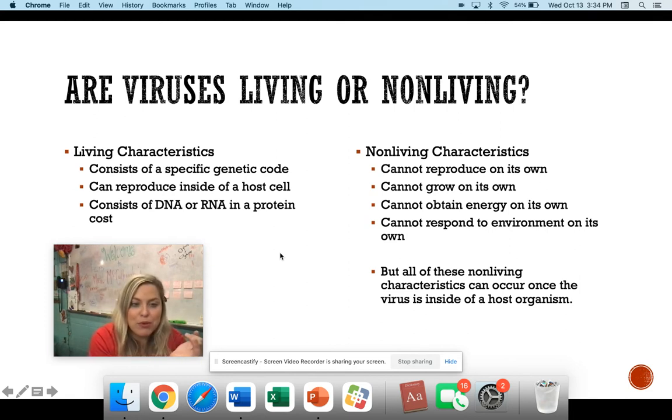So it is capable of reproduction. It is capable of responding to the environment. It is capable of obtaining energy in some way. It is capable of growing and reproducing. It does have that genetic code being created of the DNA or RNA. So it's only able to do and perform these things, though, once it's inside of a host cell.